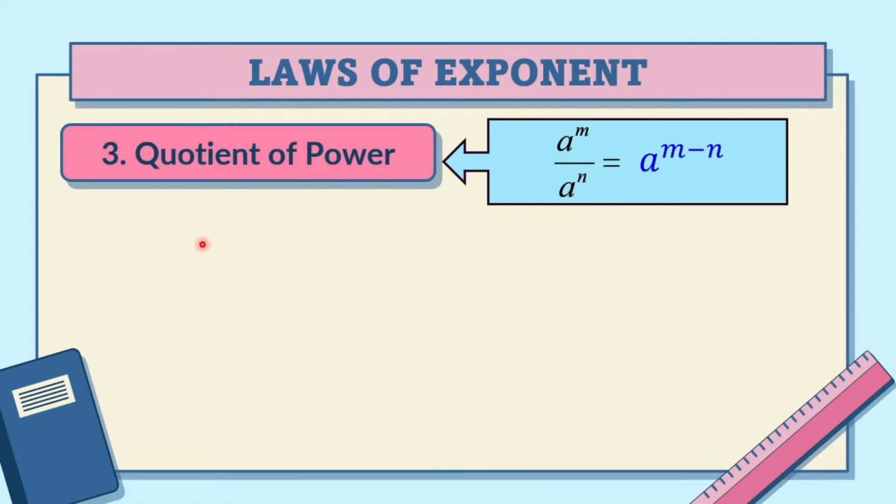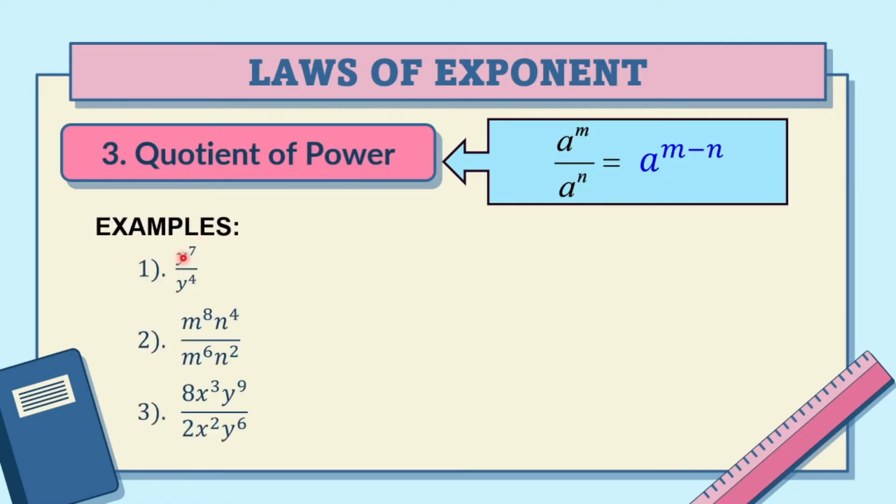Okay, so let's apply sa examples. Number 1, we have y raised to 7 divided by y raised to 4. Okay, so dahil parehas naman sila ng base, we're going to copy the base. Then, the exponent ay magsusubtract, which is 7 minus 4. Ang una mong isusulat is yung exponent ng nasa numerator, then susunod na yung exponent ng denominator. Then, let's simplify. That will be y cubed.